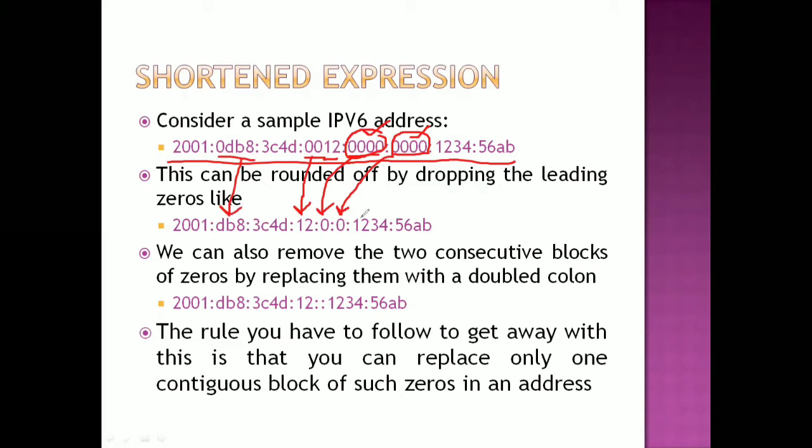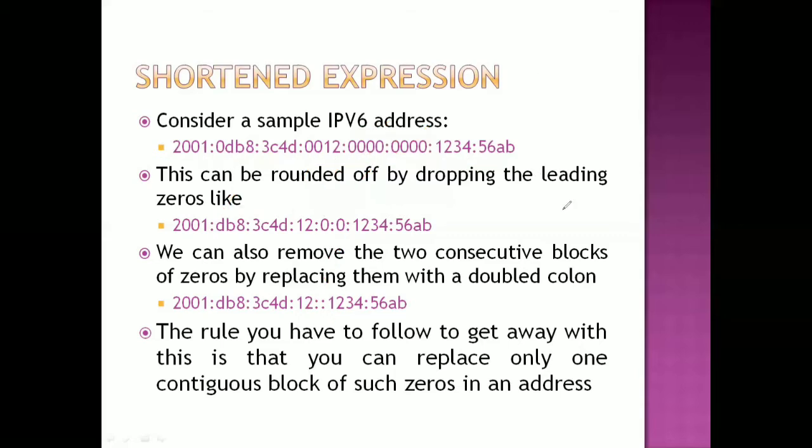Also, if you have continuous blocks of zeros, like here where we have two continuous blocks of zeros, then these continuous blocks of zeros can be omitted completely, and a double colon can be placed in their place. So here you can see that these two blocks of complete zeros are removed, and a double colon is placed in their position. But you can only do that one time. That is, you cannot have two double colons in your IPv6 address. That I will be telling you in my next slide.